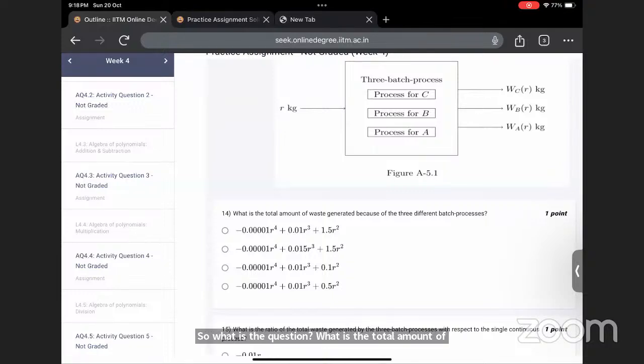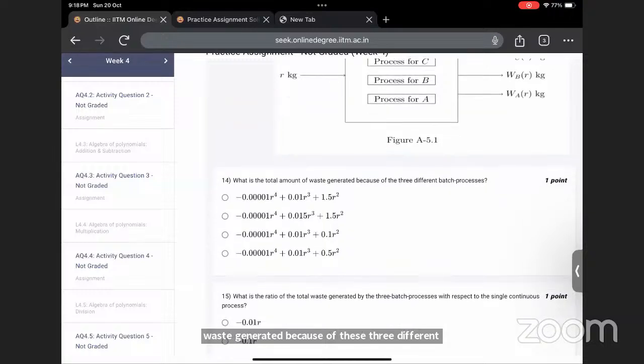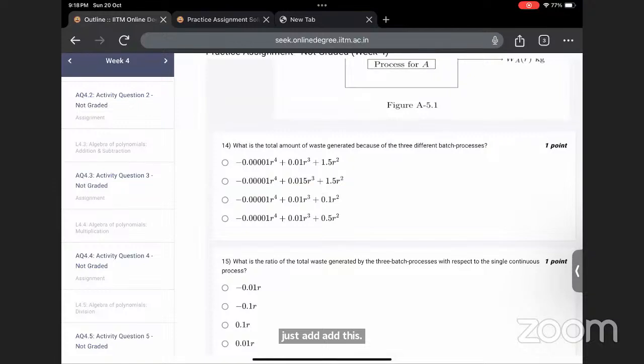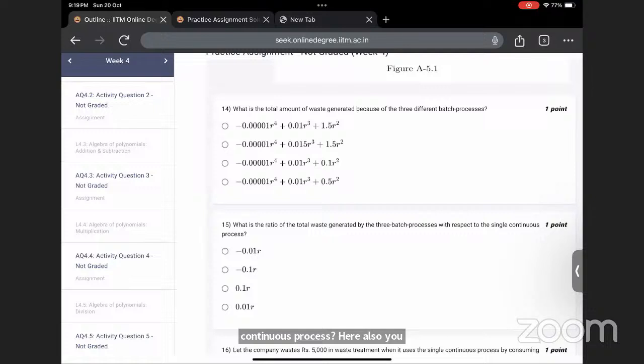So basically, we just have to add these three polynomials, A, B, and C. You can do it, right? And then, what is the ratio of the total waste generated by the three batch processes with respect to the single continuous process? Here also you just have to check the ratio, right? So you can do this, right?